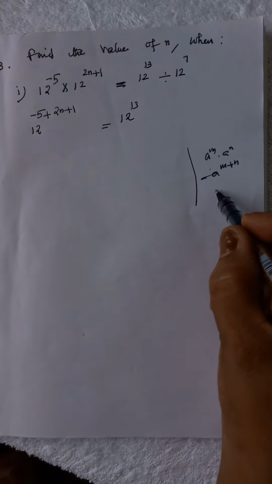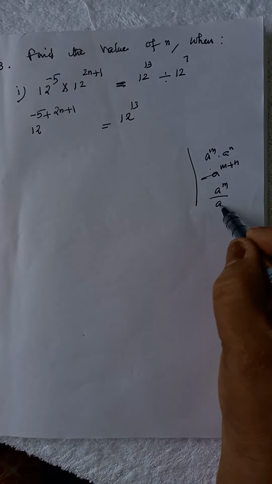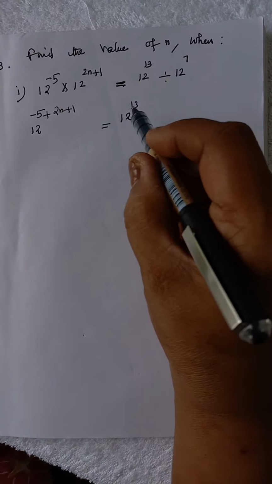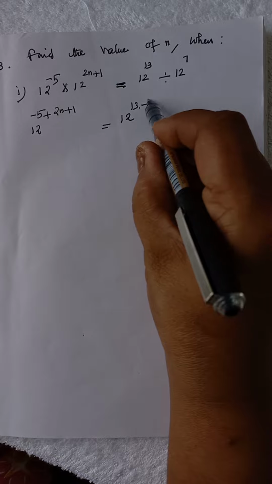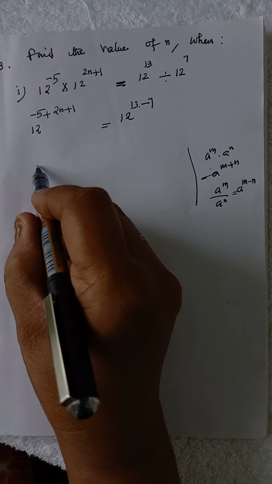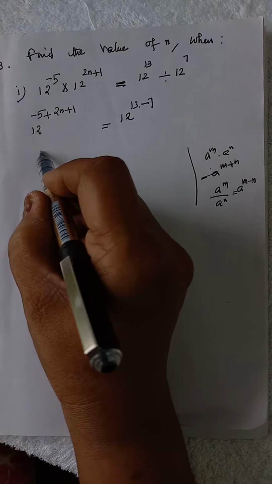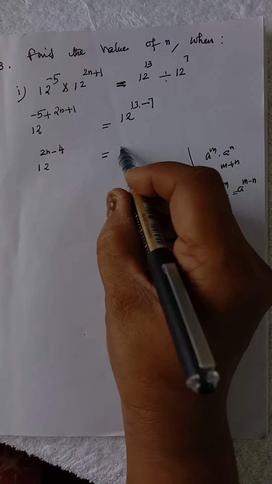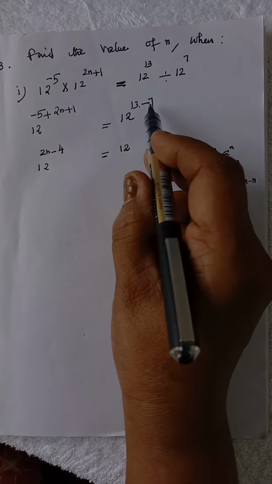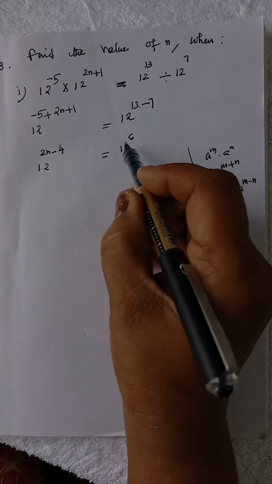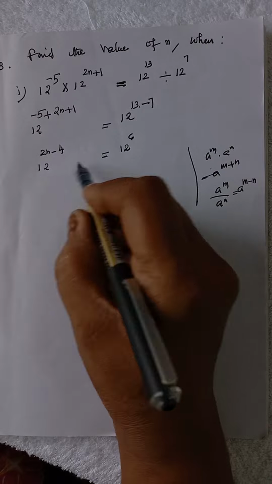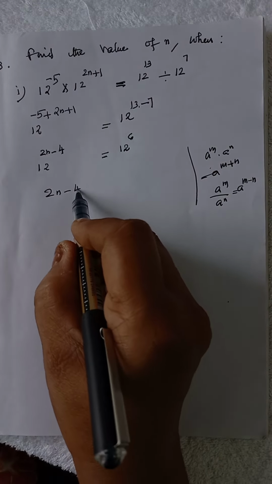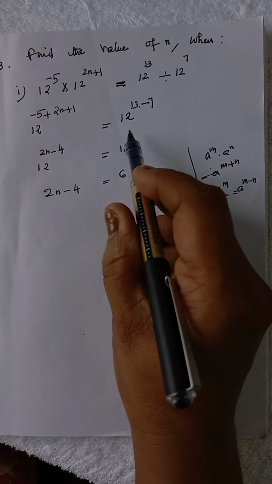Here division is there. So a raised to m by a raised to n is a raised to m minus n. So by using that, 12 raised to 13 minus 7, that is 12 raised to 2n minus 5 plus 1, that is minus 4, that is equal to 12 raised to 13 minus 7, that is 6. So here in both the sides bases are equal, so powers are equal. So 2n minus 4 is equal to 6.